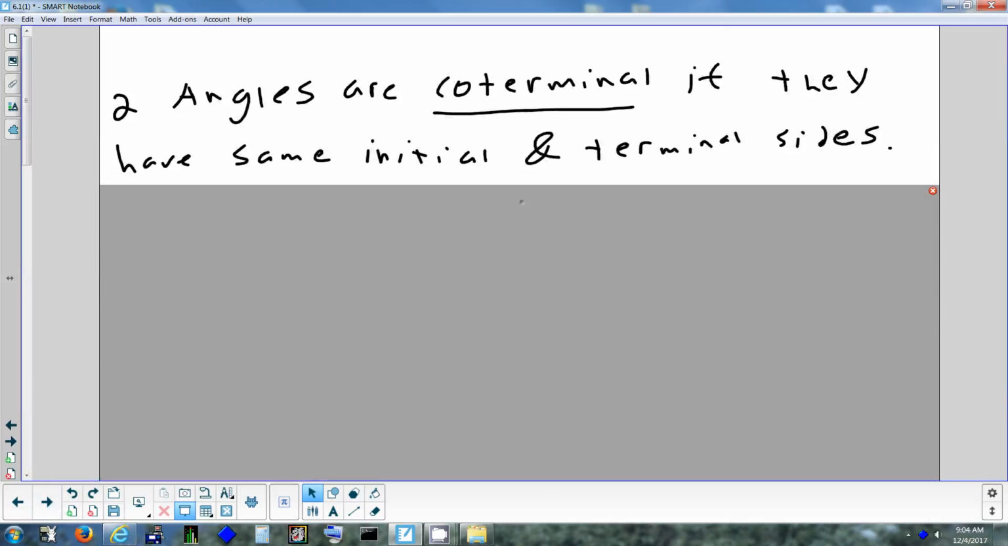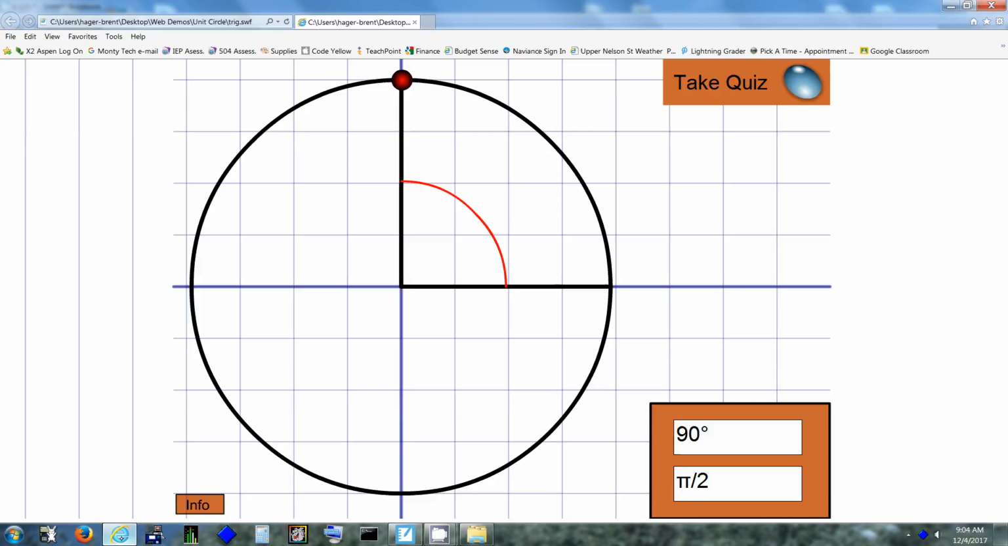And the two angles that I just mentioned, a 90-degree angle and a 450-degree angle, are called coterminal. The reason they're coterminal is they have the same initial and terminal sides. Okay, so if you sketch 90, there's your initial, there's your terminal. If you sketch 450, the initial and terminal are in exactly the same spot. There's your initial, there's your terminal.